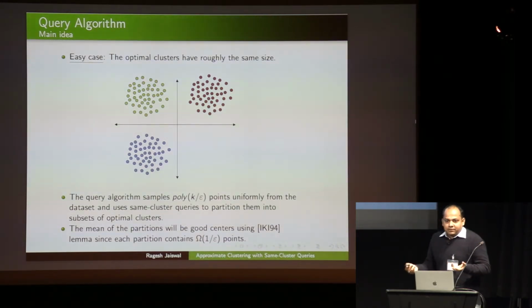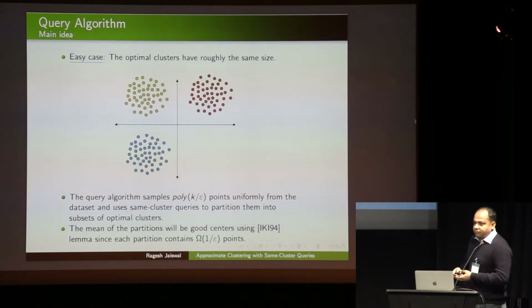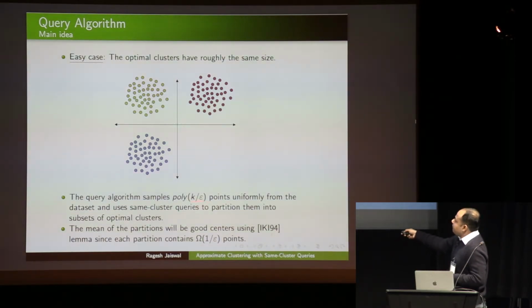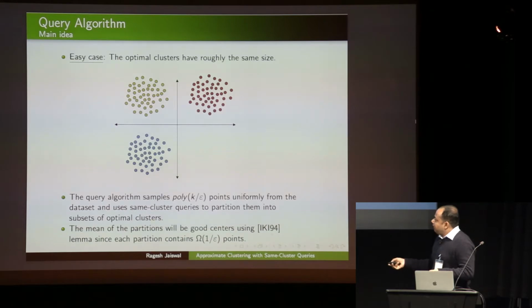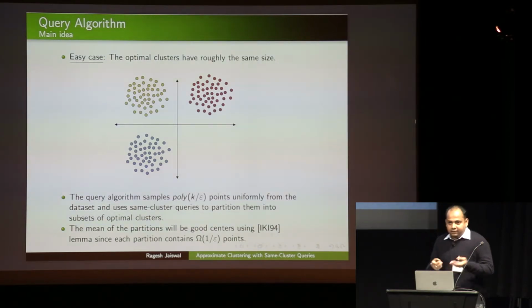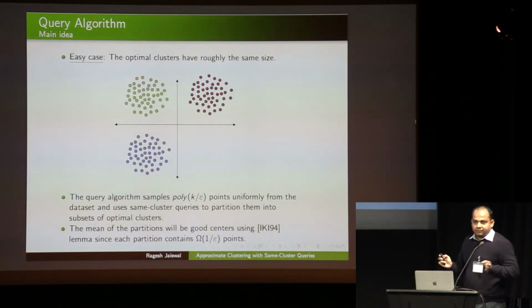Yes, it's very simple, right? So what would you do? Well, we'll just sample poly k over epsilon points uniformly at random from the given data set. Then use same cluster queries to partition them, and then use Inaba's lemma to get the center and cluster the data points. That's it. We are done.